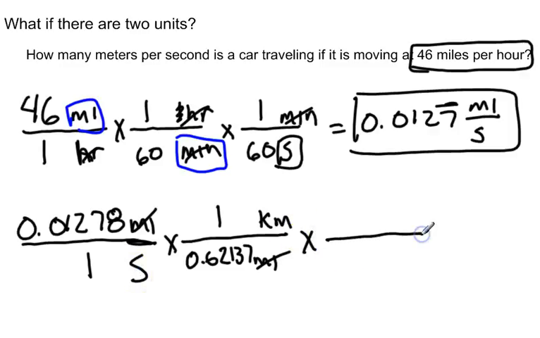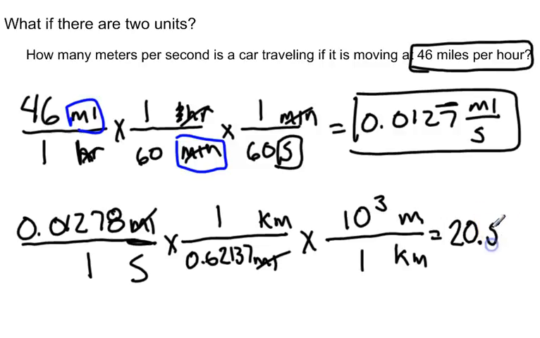Let's X line. Let's do it again. Now we just need to go kilometers to meters. So we want kilometers on the bottom, meters on the top. We go to page 26, and every 1 kilometer is 10 to the third meters. So we do the math now. So we take that and we divide by 0.62137, and then we multiply by 10 to the third, and you will notice that we get 20.56 meters per second. There it is.